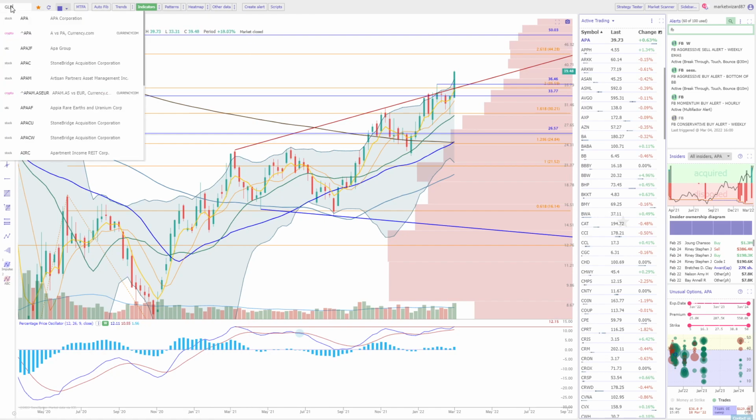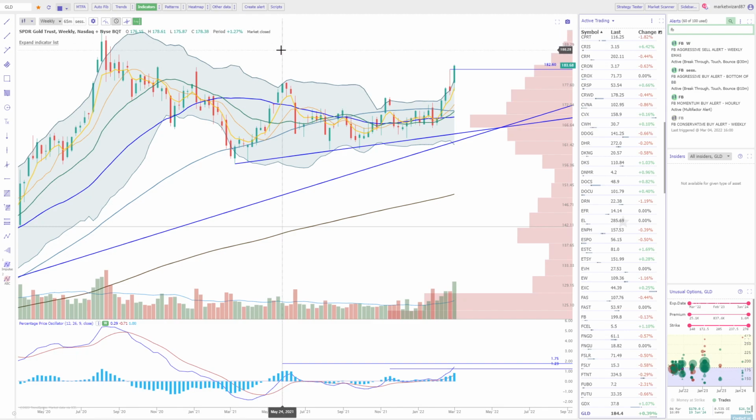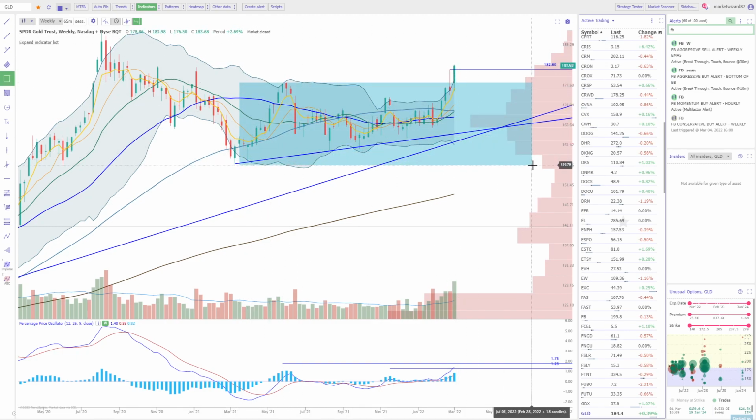GDX is another one. GLD is another one, right? These things are all above the top of the Bollinger Band. And remember, what's the theme here? How to tell when a 2 standard deviation from mean move is starting and ending. Because in both instances, we're going to learn, right? Do we need to participate now in this market?